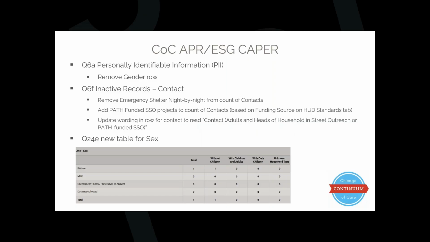The next question that's going to be new to the APR and the CAPER is going to be question 24E, which is going to be the new sex table. So this is going to pull in values based on a new question.